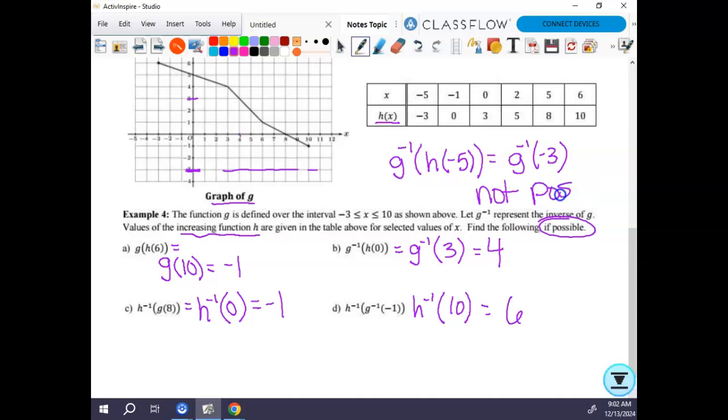This is why it says, if possible. Sometimes it's not possible. Like, that's not defined. Same thing as if I asked you, what is h of 1? Can you tell me what h of 1 is? Not possible for you to define. That's why it says find the following if possible. It is possible for you to have a not possible.